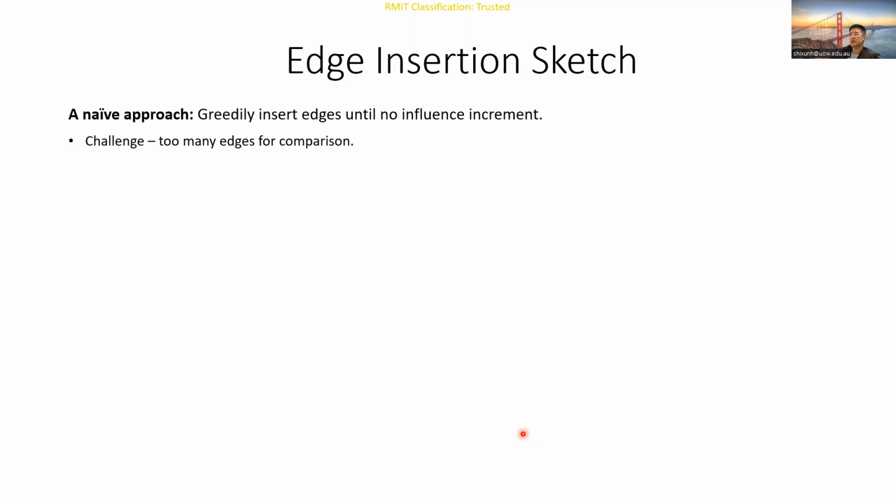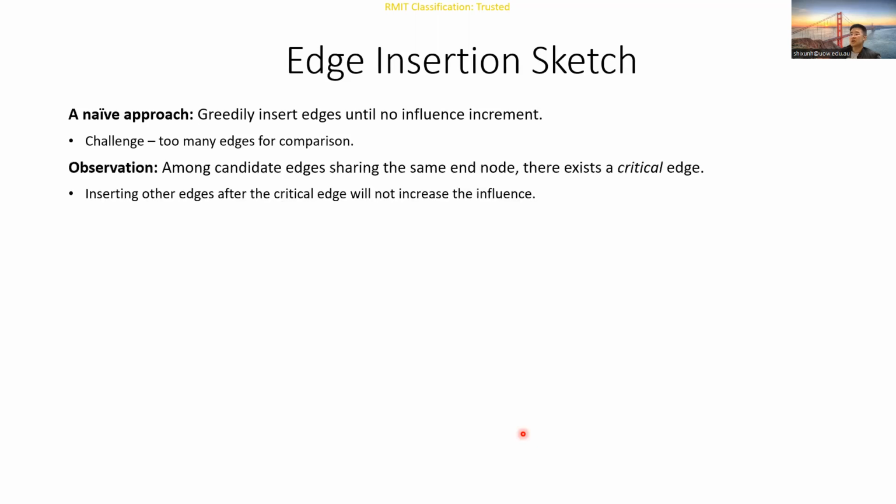However, this naive way is costly because there are too many edges for comparison. We observe that among all candidate edges sharing the same end node, there exists a critical edge, which means that inserting all other edges after this critical edge will not increase the influence. So we just need to consider the critical edges in the greedy strategy, which greatly prunes the space.